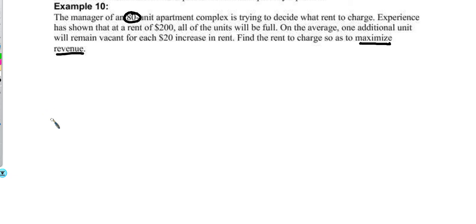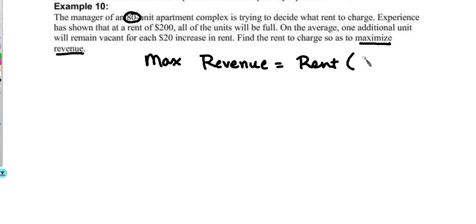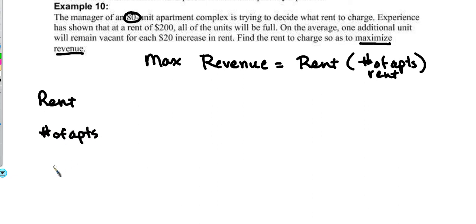So in this one, we definitely know that our primary equation is we're going to maximize revenue, and to figure out revenue, you're basically going to take your rent times the number of apartments that you rent. And at that point, you might start to get a little stuck because you don't see any constraints in here for you to work this out. Well, this is an example of where we're going to make a chart. Let's look at our rent, our number of apartments that we're going to be able to rent, and then our revenue.